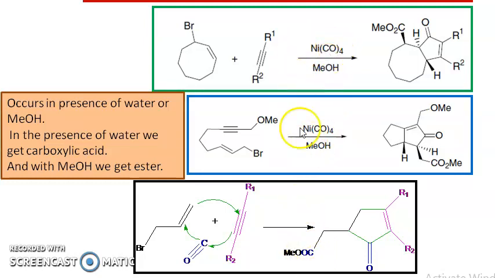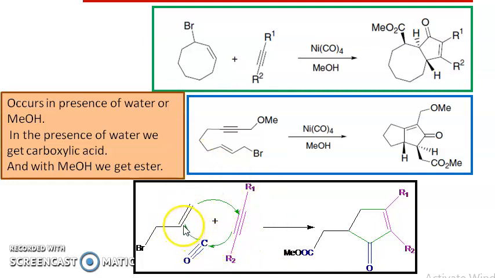Now try to write in a similar way how this bond would have been formed for these two reactions. Just try to write it. If you don't get it, we shall discuss it once more. Alright, so triple bond to carbon monoxide to allyl system to triple bond. That's how the bond is formed.